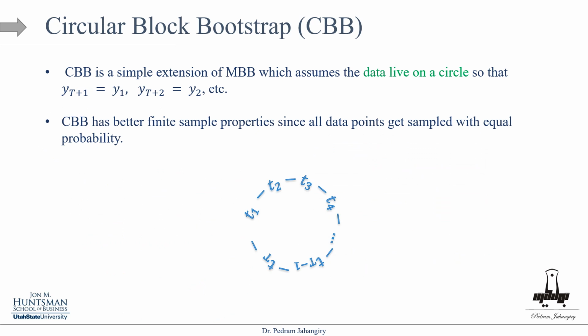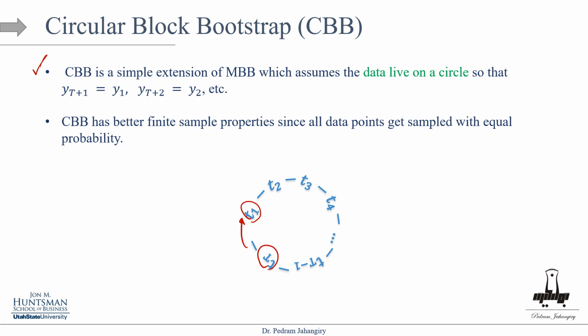As I said, it's a simple extension to the MBB, which assumes that the data lives in a circle. So this is your T1, and it goes all the way to capital T, the last period, and then it goes back to T1 again. So this helps, first of all, it makes sure that your bootstrap has better finite sample properties because all the data points get sampled with equal probability.